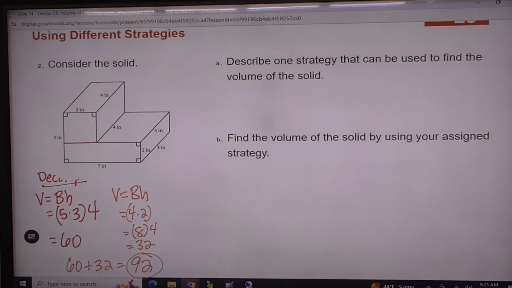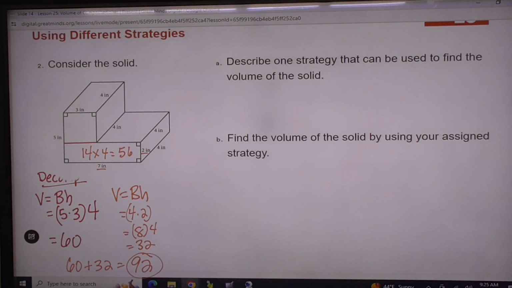So if you find the volume of the bottom prism, and this front piece is still a base, we got a 7 and a 2. That's going to be 14 times 4. So the volume of that is going to be 56.